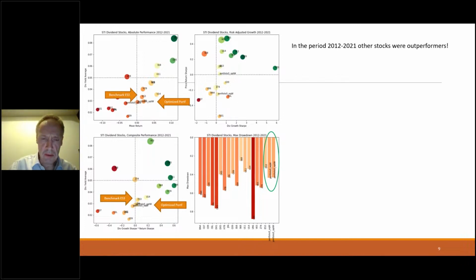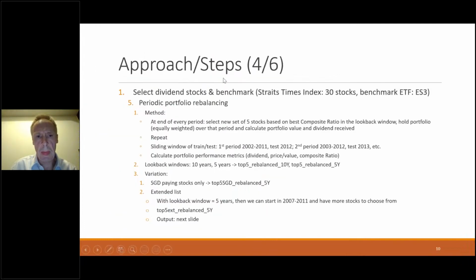And I tried to see whether we can improve the performance by rebalancing. So every period, you look a number of years back, and you try to select the best 5 stocks in that period and hold them for 1 year, and then calculate the performance, both dividend and price return performance, and then move that window forward.